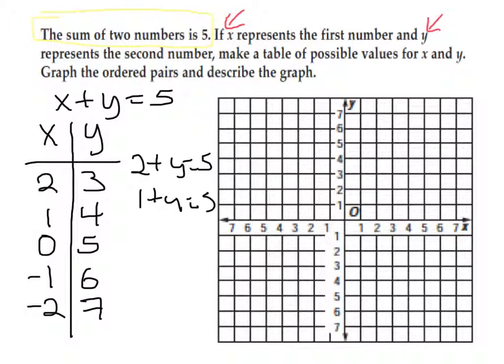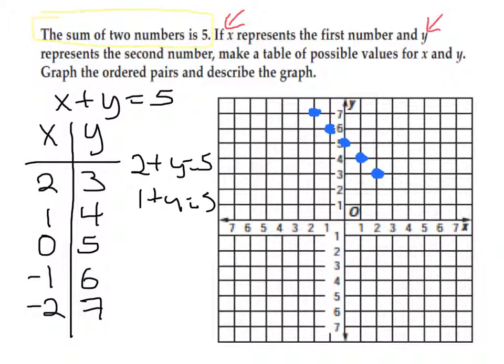Using a T-chart or table chart such as this, you can see that these are actually ordered pairs, where x is first and y is second. And I'm going to go ahead and graph the ordered pairs on the graph. Here's the first one. X is 2, y is 3. I'll continue on. You can see I did 1 and 4 and 0 and 5. Now I'm going to go into my negative numbers. So I'm going to go to the left, -1, but I'm also going to go up 6. And my final ordered pair is -2, and I'm going to go up 7.